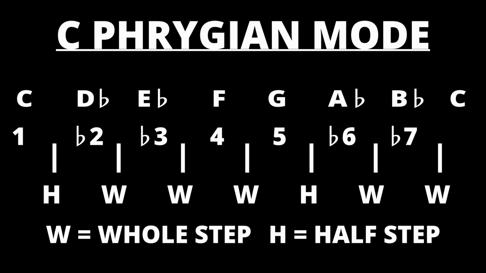The third mode is called the Phrygian Mode. It has an interval pattern half, whole, whole, whole, half, whole, whole. C Phrygian has the notes C, D flat, E flat, F, G, A flat, and B flat, with scale degrees 1, flat 2, flat 3, 4, 5, flat 6, and flat 7.